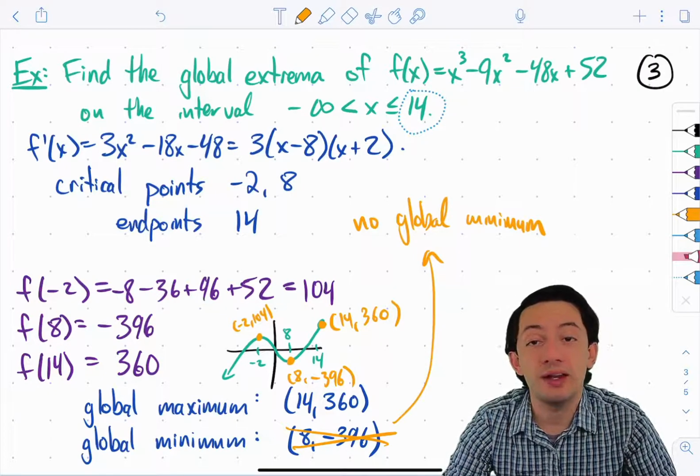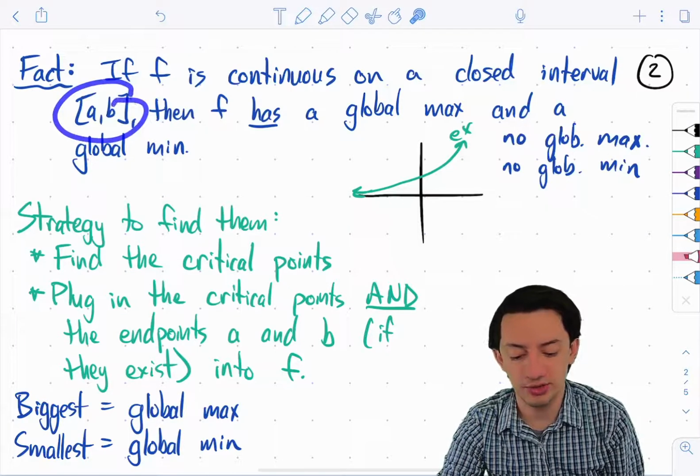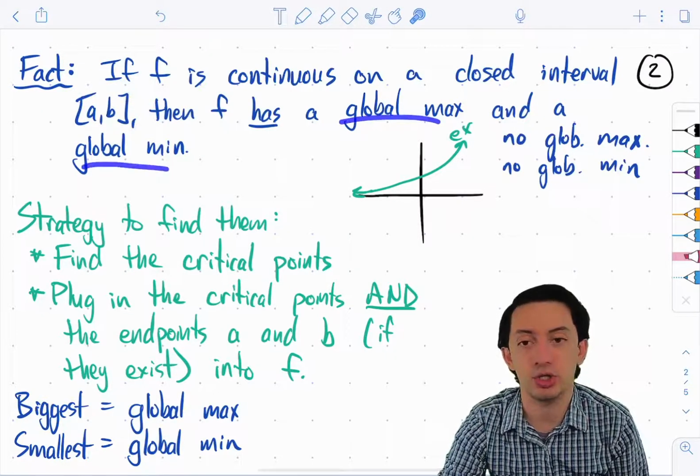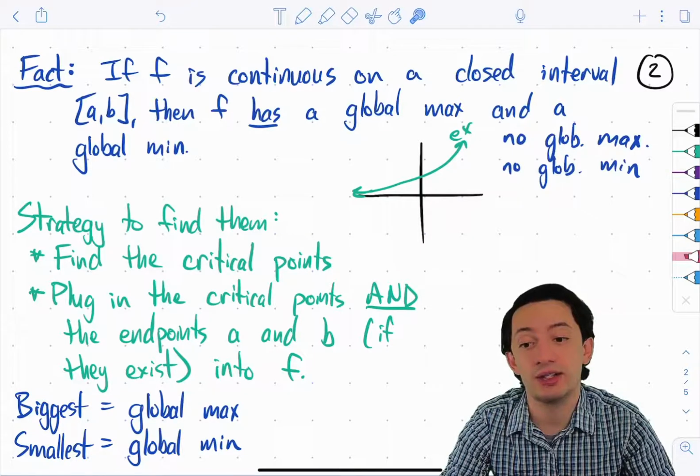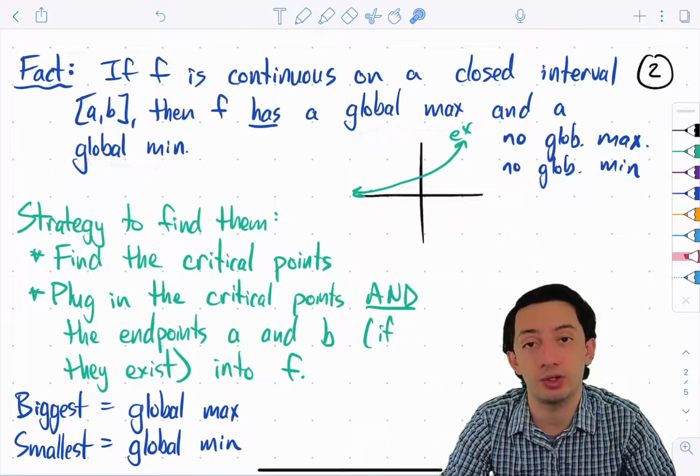So we had a fact that said, if we have a continuous function on a closed interval, then there's definitely a global max and a global min. There, what I said is correct. Check all the points. The biggest one must be that global max. The smallest one must be that global min.